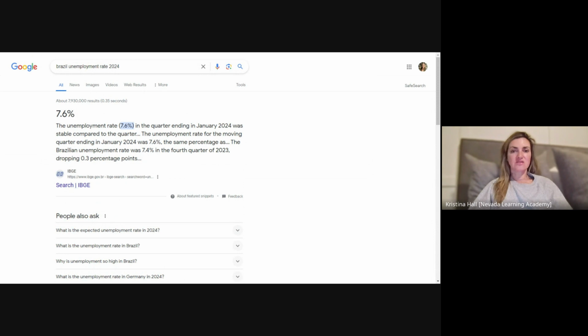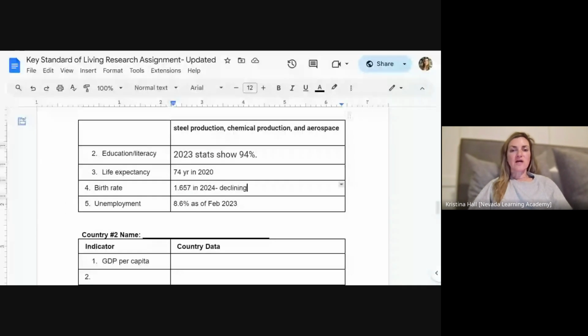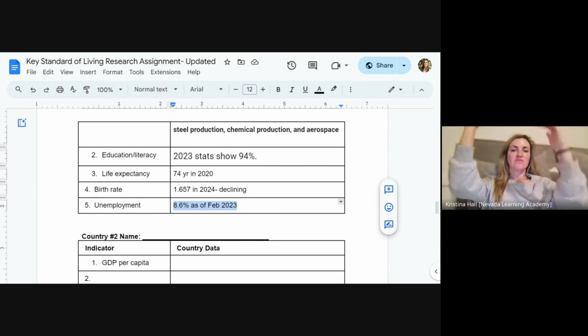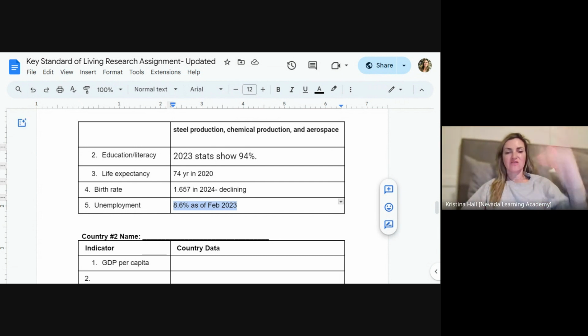All right, so this is as of January 2024, so very, very recent. Last I looked in February of 2023, when I did this project last year, it was 8.6, so it's actually gotten better. Again, the lower the unemployment, the better off for the country. The higher the unemployment, usually the lower the GDP or the lower the standard of living. The lower the unemployment, the higher the standard of living, usually.